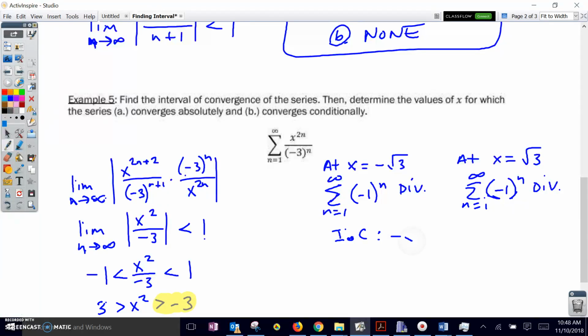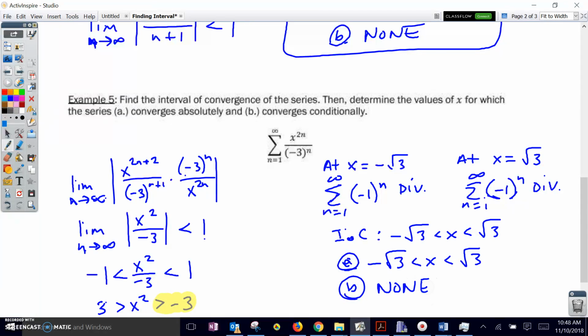So our interval of convergence is going to be the same. And for part A, where does it converge? Absolutely everywhere in the interior of this. And where does it converge conditionally? Nowhere.